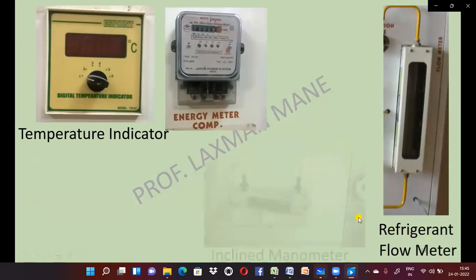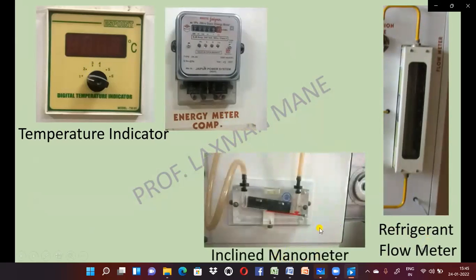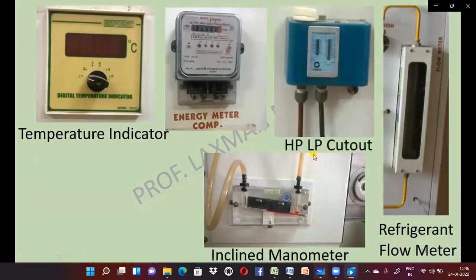Refrigerant flow meter, inclined manometer is used in order to measure the velocity head of air passing through the duct. HPLC cutout means high pressure, low pressure cutout. It protects the system when the system is running at very high pressure or low pressure. In this case, HPLC cutout automatically stops the compressor and makes the system safe.